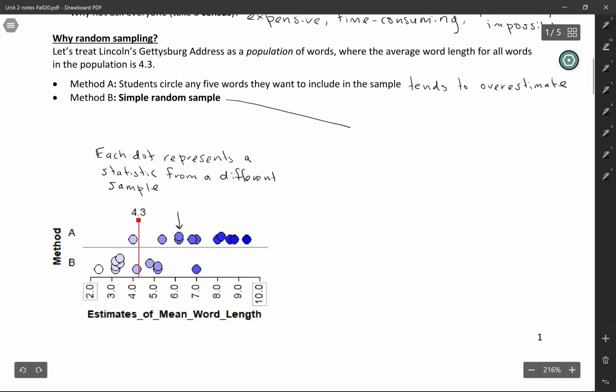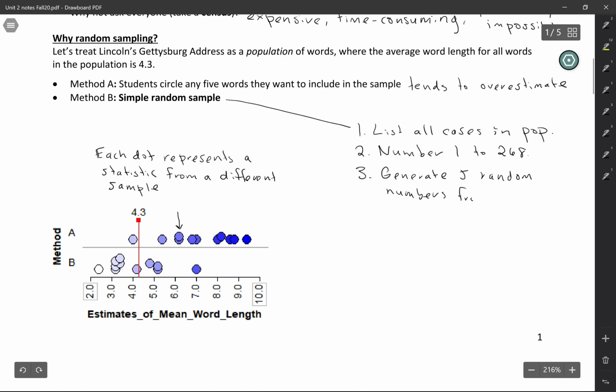So let's consider another method, a simple random sample. To do a simple random sample, we're going to start by listing all the cases in the population. In this case, we already have that. We have a list of all the words in the Gettysburg Address. And then there's a couple ways to do the random sampling. We're just going to number them. There's 268 words, so I'm going to number them 1 to 268. And then I just need 5 random numbers, so I'm going to generate 5 random numbers from 1 to 268.